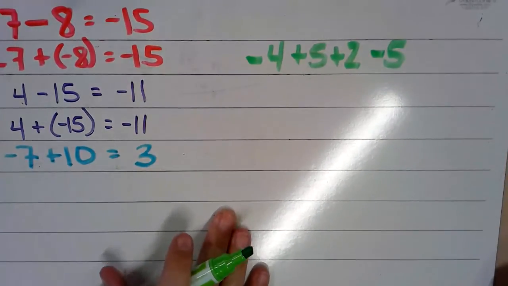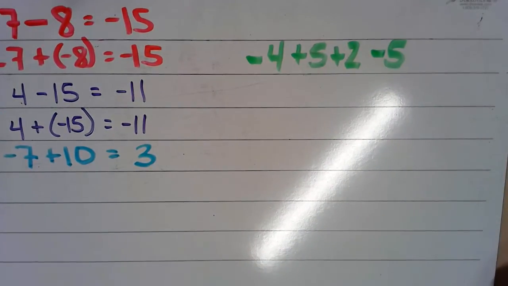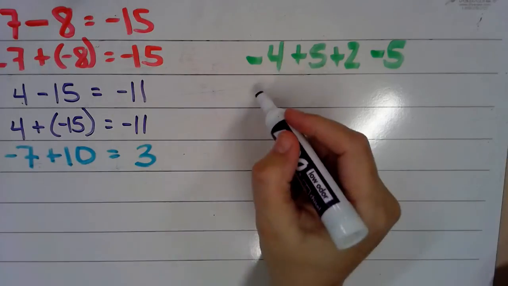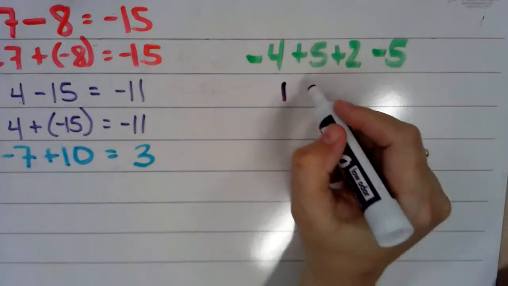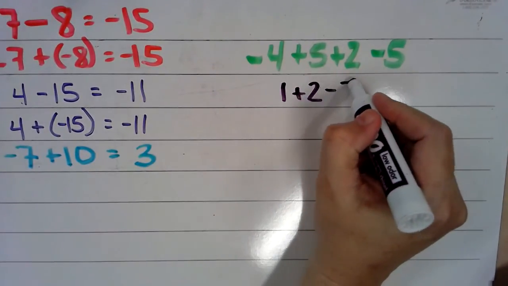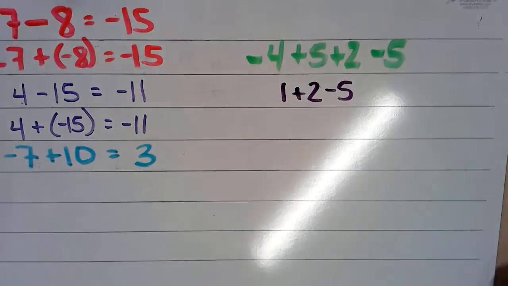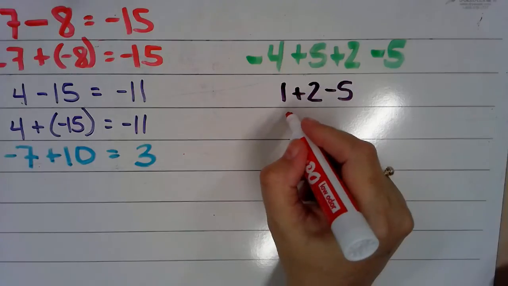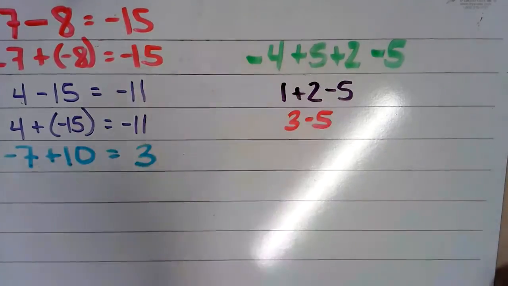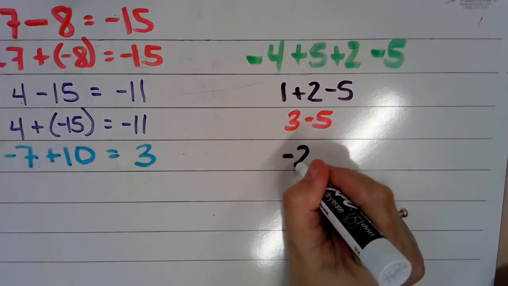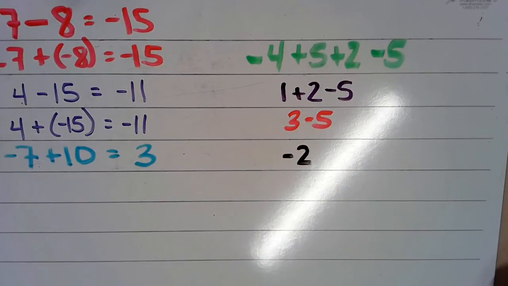Okay, a couple different ways you can go about this, but I just go from left to right. It's okay. -4 plus 5 is 1 plus 2 minus 5. And then I would say 1 plus 2 is 3 minus 5. And 3 minus 5 lands me at -2. Okay, this is for lesson 6. Again, this should all be review. None of this should be new. We'll go on to lesson 7 tomorrow.